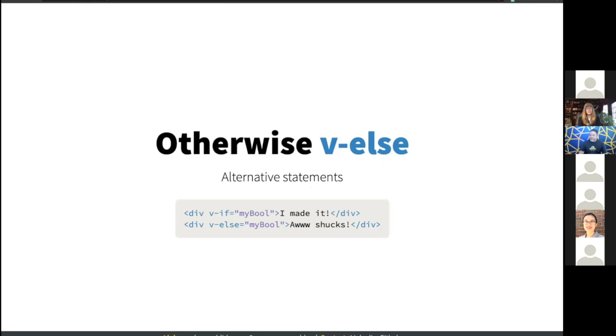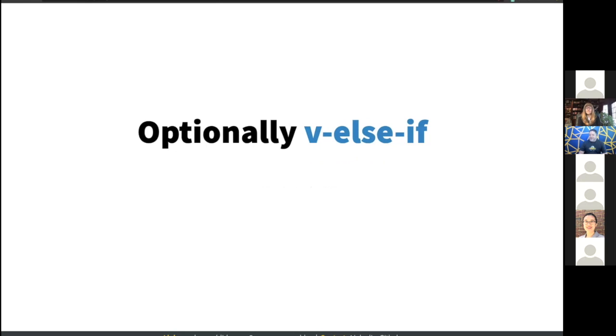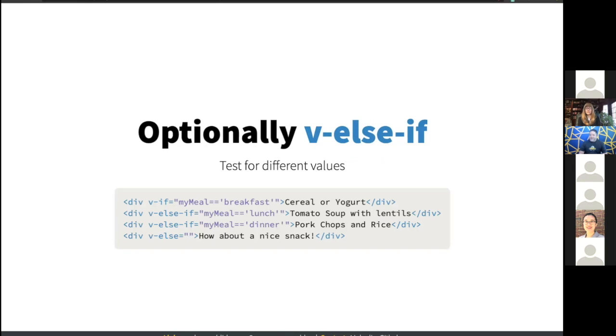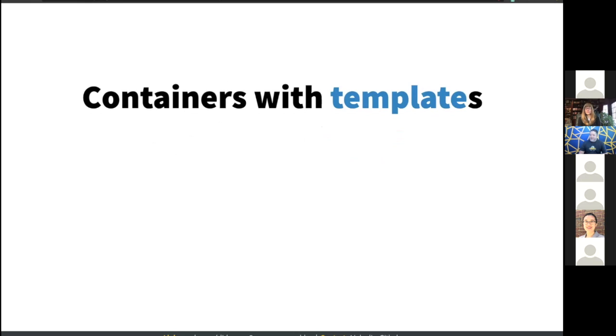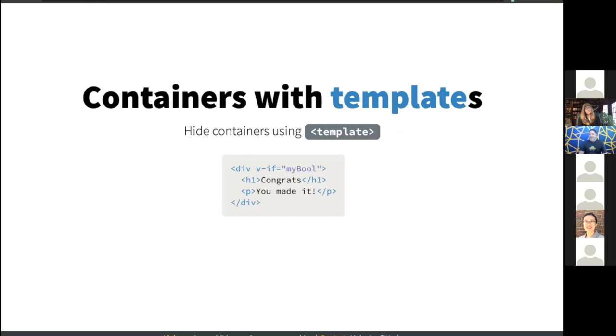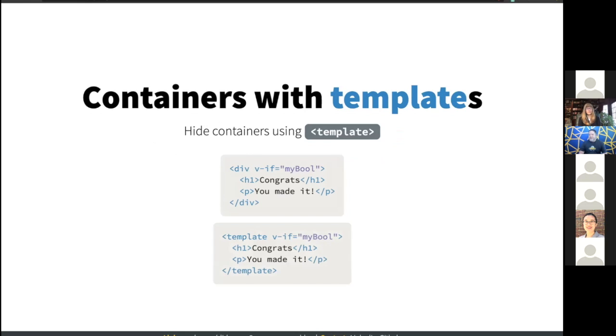You can also, of course, use else statements with v-else. If the value is true, then it shows the first one. If it's false, it shows the second one. You can also have v-else-if if you want to test out different values, and this is how that would work. All right, you can also, of course, hide containers using templates. If you wanted to not output the container div, then you would just use the template with your v-if statements.